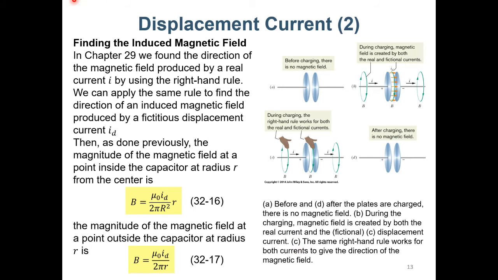So here we further talk about the displacement current, and actually this is similar to what we derived in chapter 29, but now only for the case that we replace the I by ID, from a normal current to a displacement current.